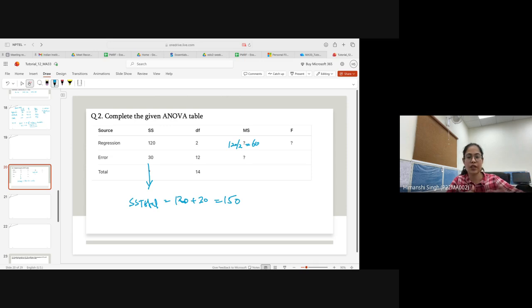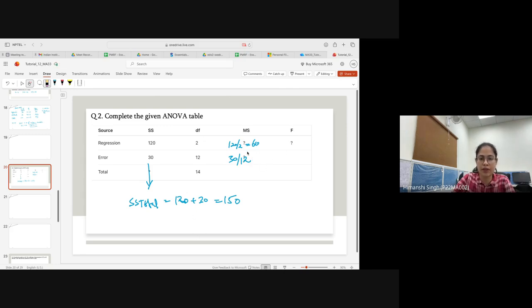So it is basically working in the same way now, because we are talking about the mean square. It is basically the ratio between the sum of squares and degrees of freedom. So for the regression, it will be 120 by 2. Now for the error term, the sum of square is 30 and the degrees of freedom is 12. So it will be the ratio only, so it will come in decimals. Okay. Now what will be the F statistic?